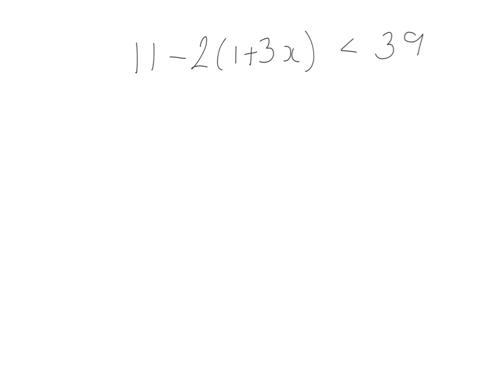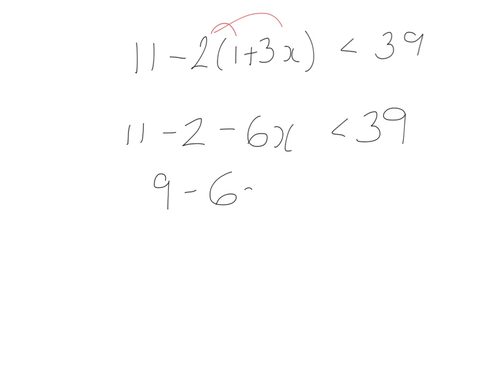Remember, it's only the number in front of the bracket, or the term in front of the bracket, that multiplies everything inside the bracket. So it's only the 2 that is multiplying the bracket. So we're taking away 2 times 1 is 2, and then -2 times plus 3x is -6x, which is less than 39. 11 take away 2 is 9, so it's 9 take away 6x, which is less than 39.